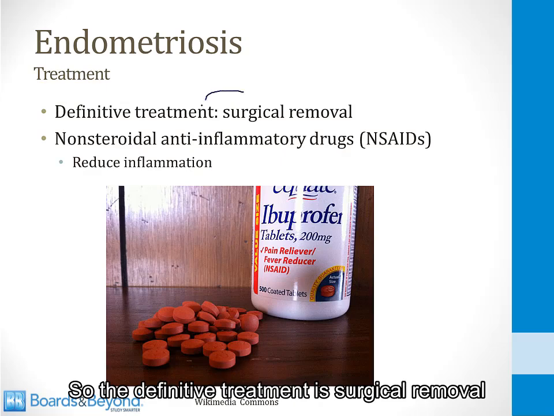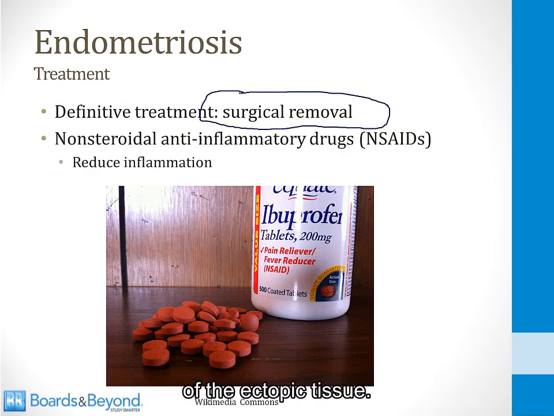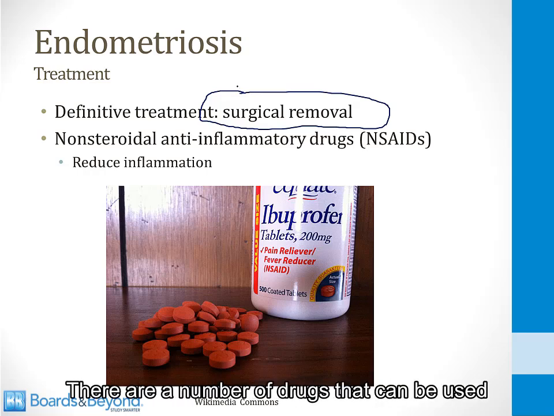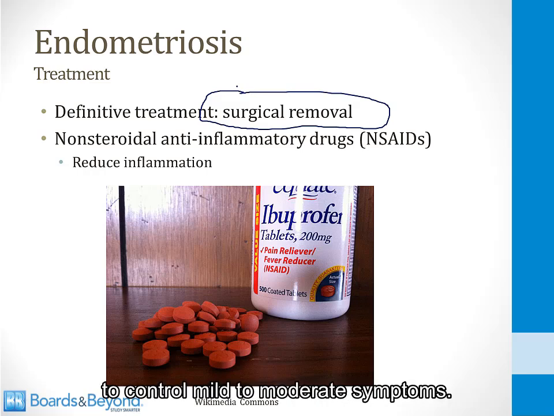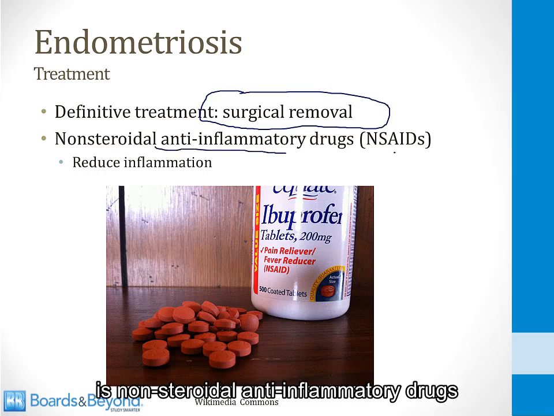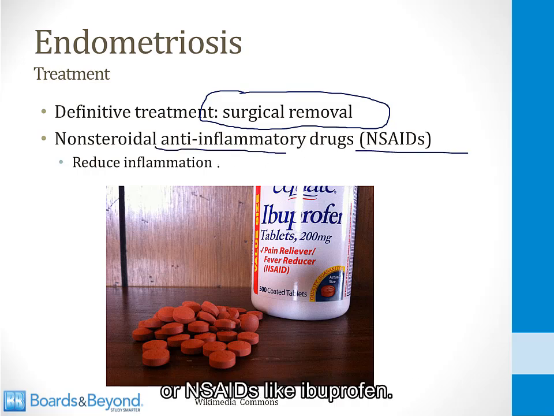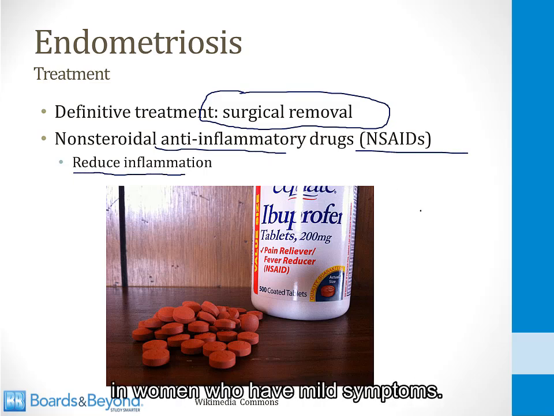So the definitive treatment is surgical removal of the ectopic tissue. This is obviously reserved for women with more severe symptoms. There are a number of drugs that can be used to control mild to moderate symptoms. One thing that can be tried is nonsteroidal anti-inflammatory drugs, or NSAIDs, like ibuprofen. These simply reduce inflammation, and they're sometimes helpful in women who have mild symptoms.